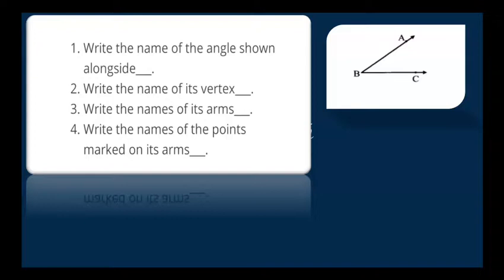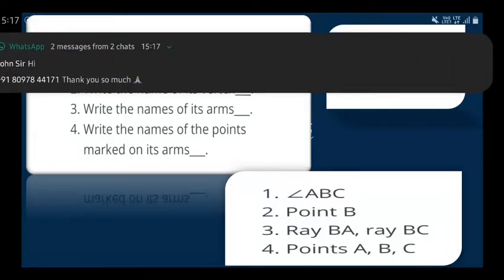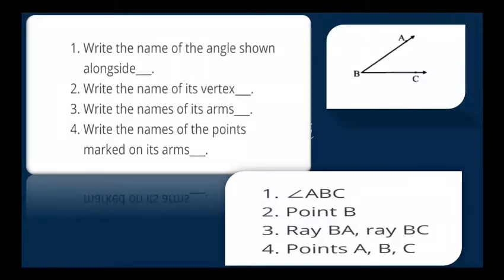Let's start. Write the name of the angle shown alongside. The name of the angle is angle ABC. Write the name of its vertex. Point B. Write the name of its arms. Ray BA and ray BC. Write the names of the points marked on its arms. Point A, point B, point C. Let's see our answers. I hope majority of you must have got it correct.